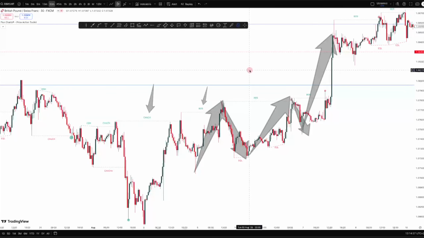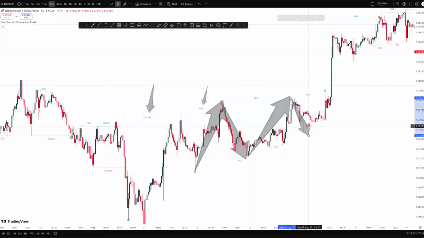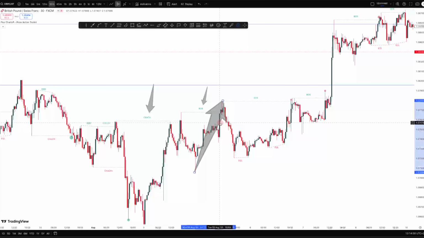But obviously you are going to confirm everything with your own trading strategy, including some price action confirmation that you are basically using. This is just a tool to help you make your analysis faster and to make your trading easier.